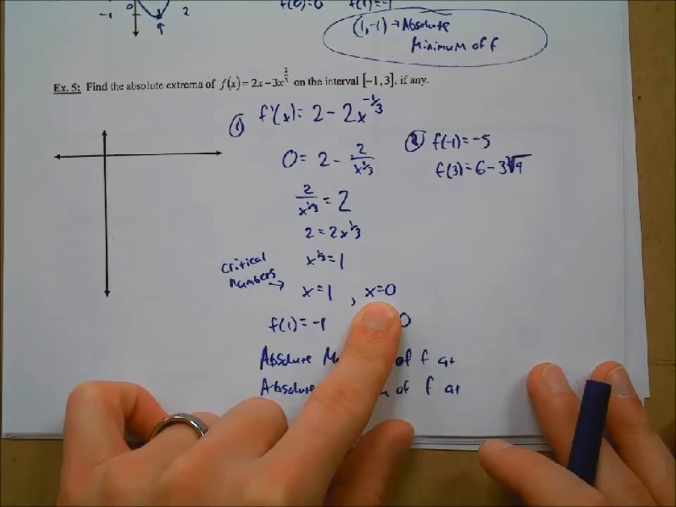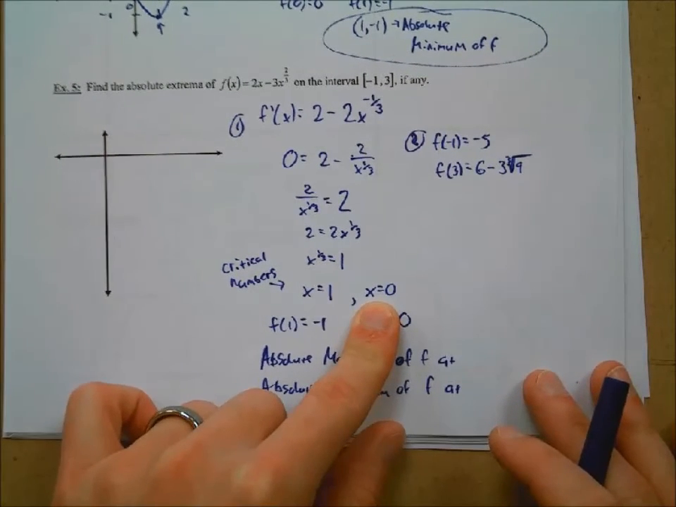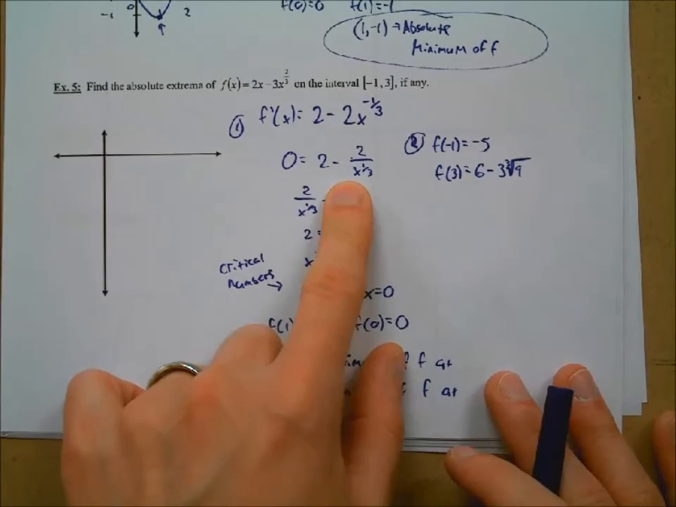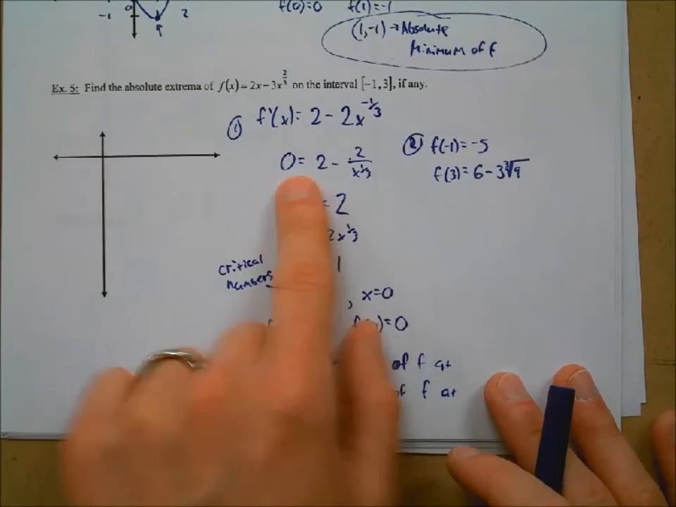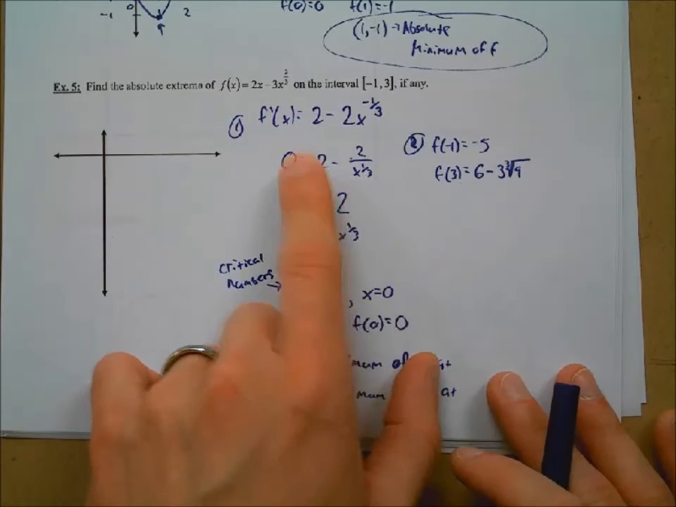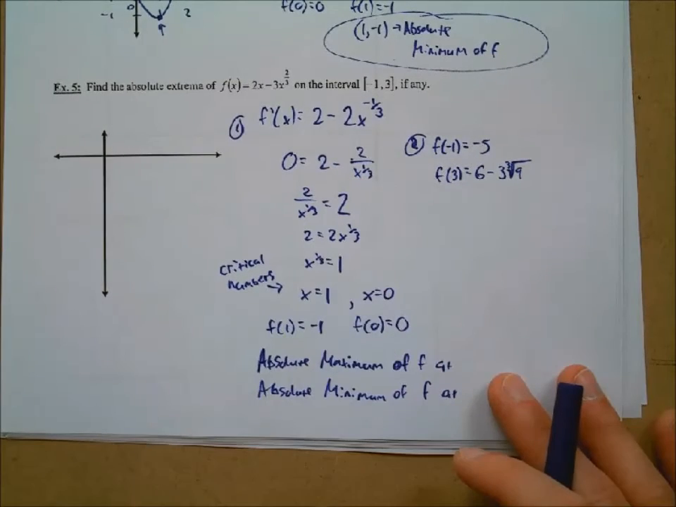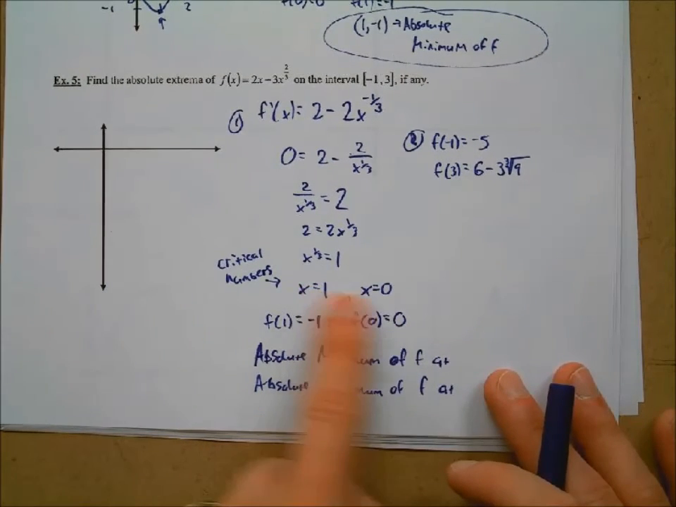Because remember that critical numbers occur not only when the derivative is equal to 0, like we did up here, but also when the derivative is undefined. And the derivative would be undefined if x was 0 right here. That would be something over 0. Even though we have this other piece, 2 minus undefined is still undefined. And so we have our two critical numbers here.